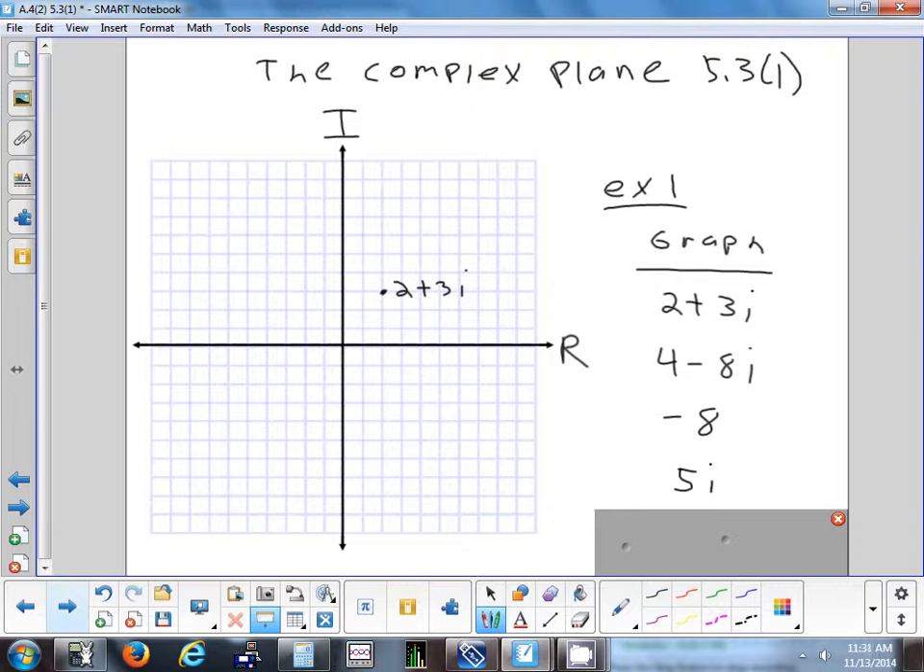How about 4 minus 8i? Kyle, can you tell me that one? 4 minus 8i? Right 4 down 8. Yep, you're going to go right 4 because it's positive, and then down 8 because it's negative. Down 8.